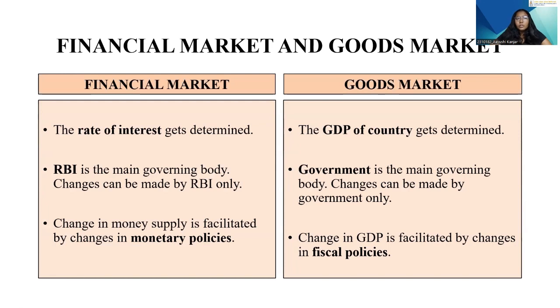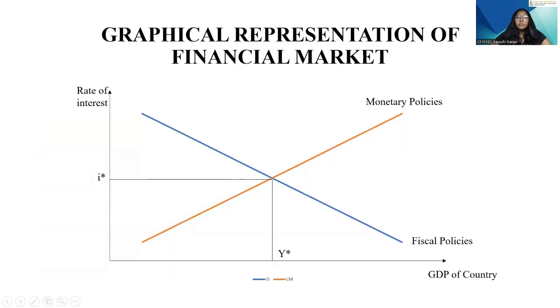So in the financial market, the rate of interest gets determined. RBI is the main governing body, and the change in money supply is facilitated by changes in monetary policies. In goods market, GDP of the country gets determined. Government is the main governing body, and change in the GDP is facilitated by changes in fiscal policies.